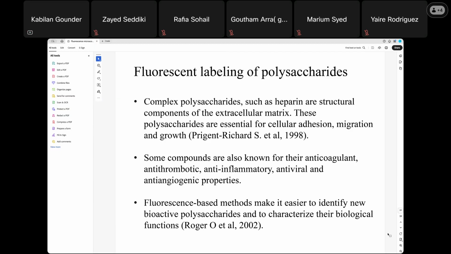The fluorescence-based method makes it easier to identify new bioactive polysaccharides and to characterize their biological functions. So we are discussing how these labels help us to understand different polysaccharides, lipids, enzymes, proteins, nucleic acids, and peptides.